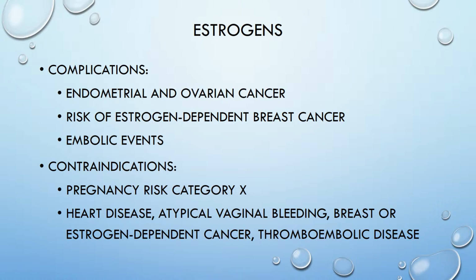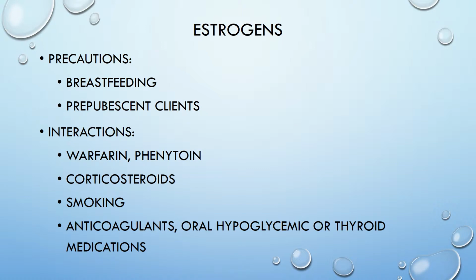They need to reduce the risk of cardiovascular disease, which they could do through diet, exercise, and also avoiding all nicotine products. So you may have to help them create a smoking cessation plan. Contraindications: pregnancy risk category X, heart disease, atypical vaginal bleeding, breast or estrogen dependent cancers, thromboembolic disease. Precautions: breastfeeding, prepubescent clients. Interactions: warfarin, phenytoin, corticosteroids, smoking, anticoagulants, oral hypoglycemics or thyroid medications.